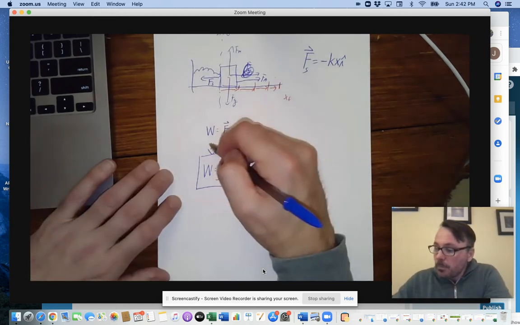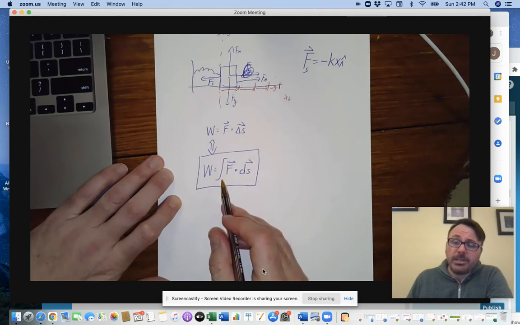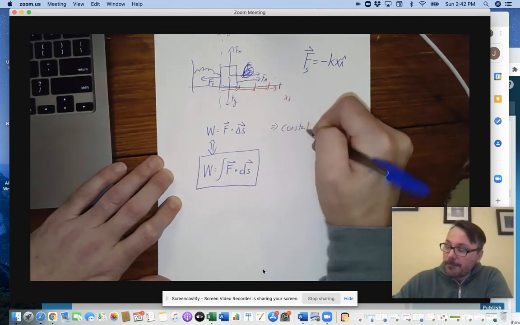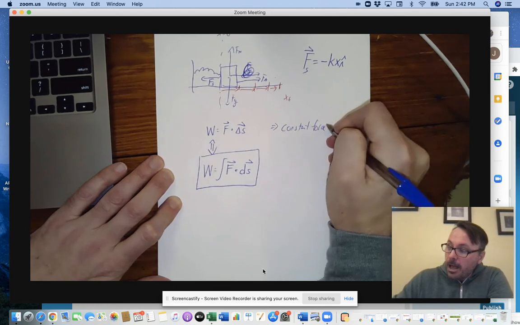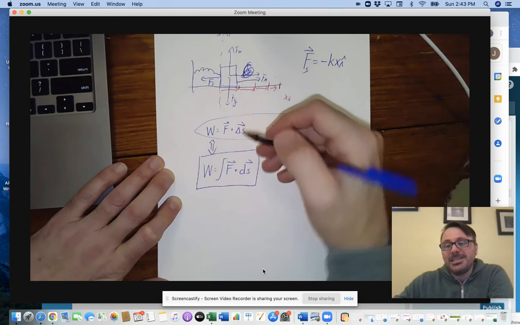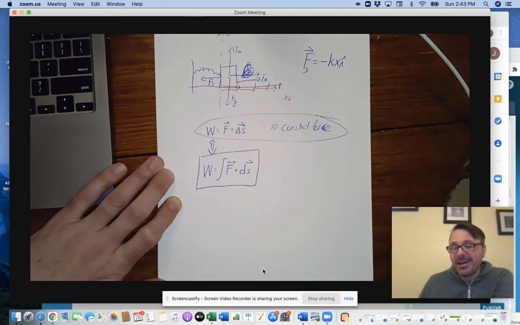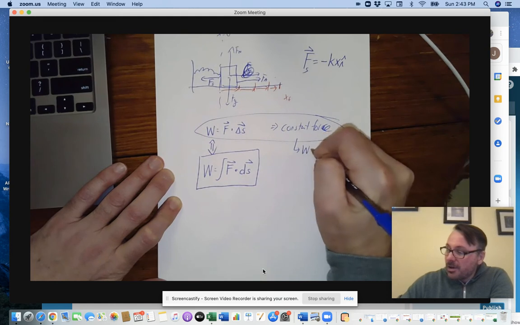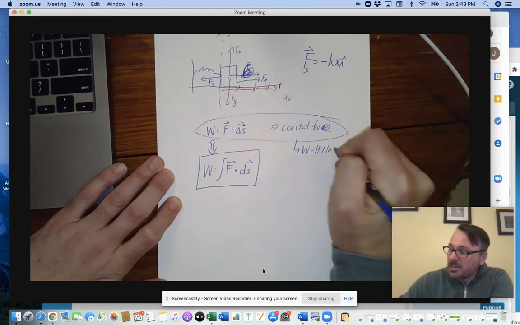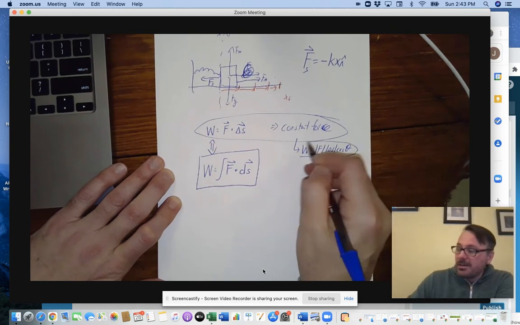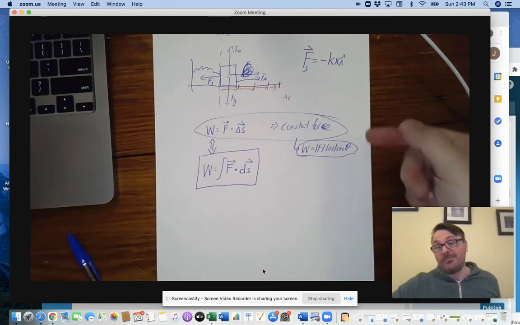So now this is really complicated and annoying to use. If I have a constant force, I'm pretty much going to use this equation. And not even this way, this is even complicated to use. If I have a constant force, it's a real easy problem. I'm just going to use the magnitude of the force, the magnitude of the displacement, and the cosine of the angle between them. In fact, this is where you should start, right?